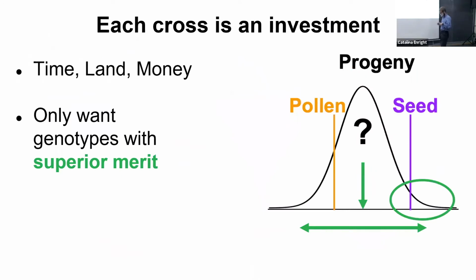Okay, in the recurrent selection part, each cross is an investment, right? Time, land, money. And the thing that we're interested in is just identifying the tails among the progeny of a particular cross.